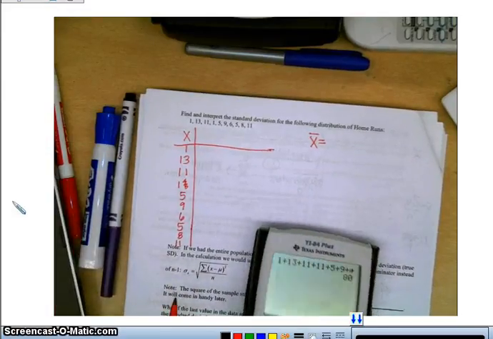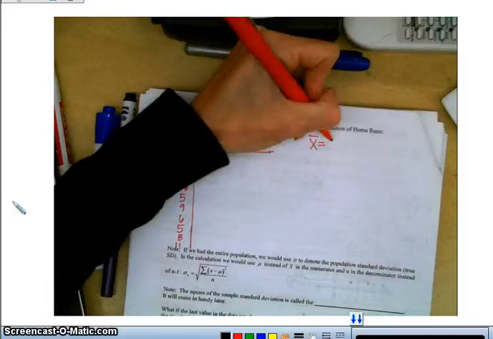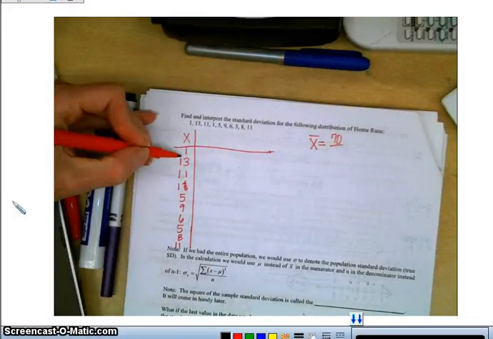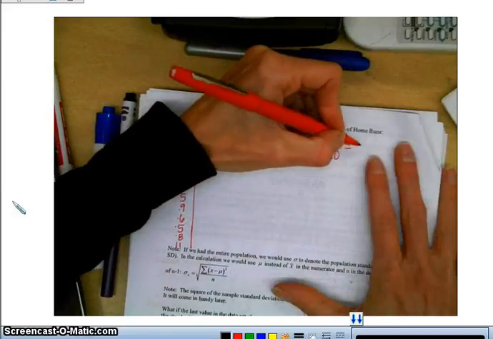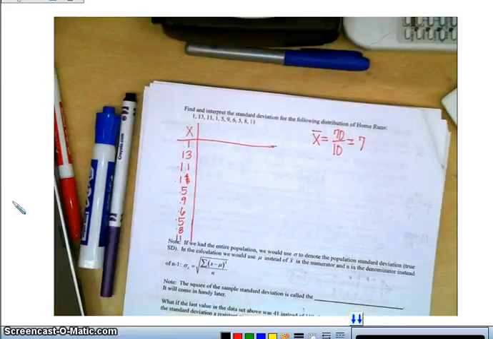You should get 70. So they add up to 70, and how many observations are there? 10. So what is the mean? 7. All right.